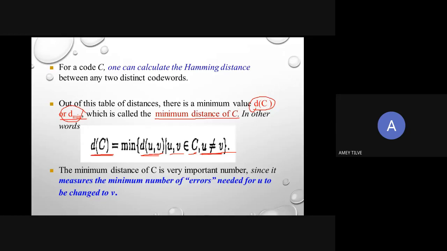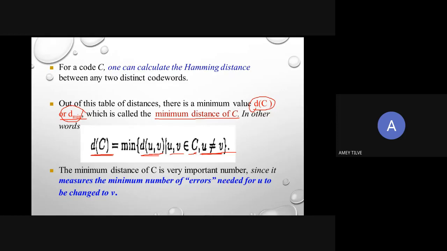We need to calculate the d min. Based on d min, we will be able to know whether an error is present. Second, we will come to know where the error is present. Third, for example, if errors are present in 2 bits, how many bits we can repair.